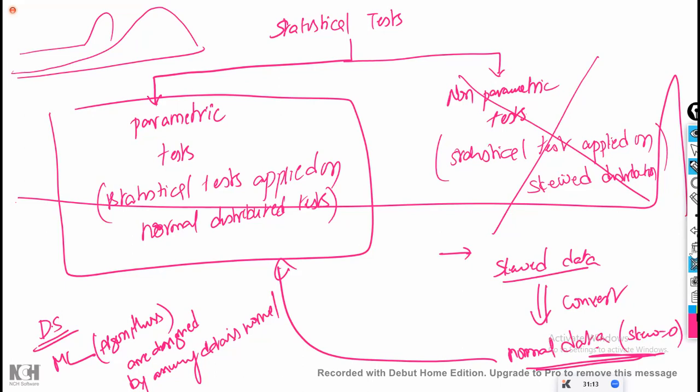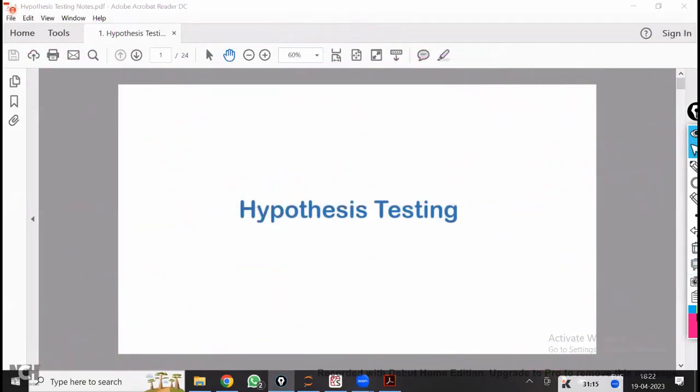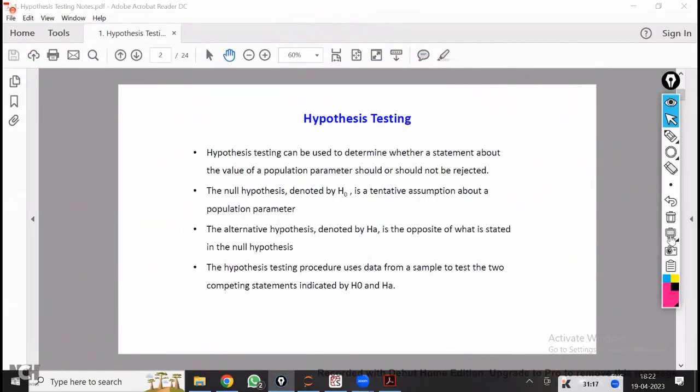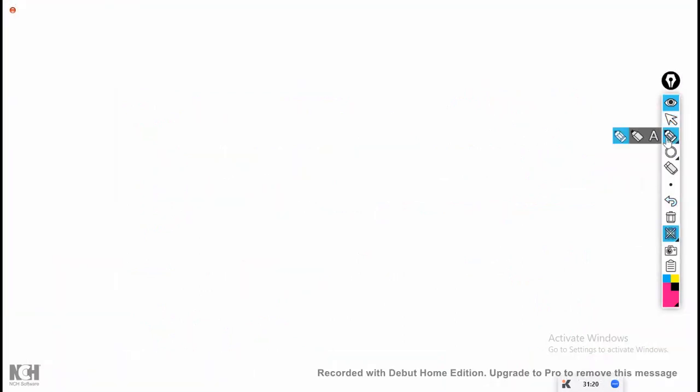Is that clear? The reason behind that. Now, let's start with hypothesis testing. What is meant by hypothesis testing?